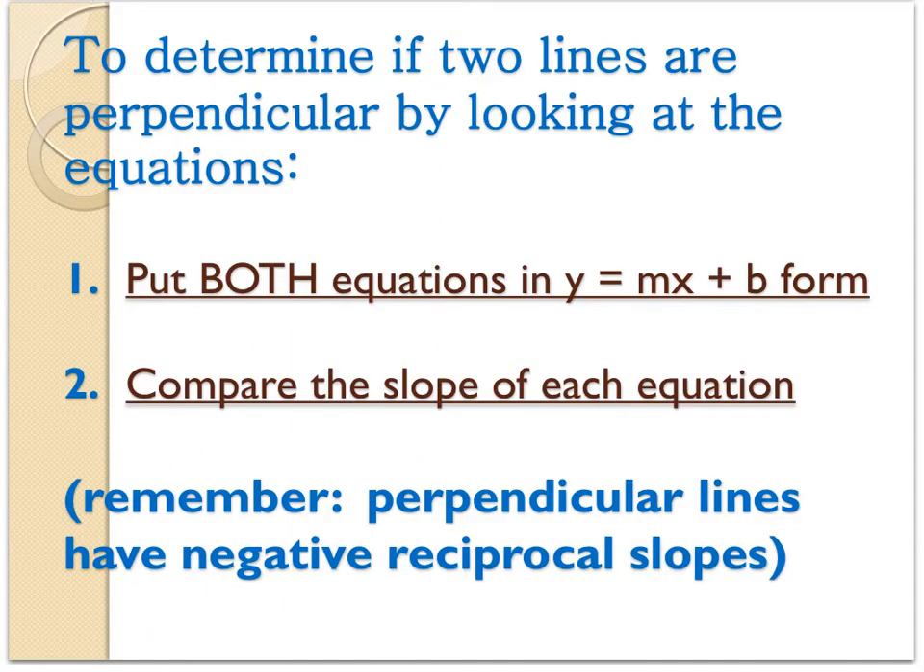To determine if two lines are perpendicular by looking at the equations, it's just what I said a few moments ago. Put both equations in y equals mx plus b form. There's that y equals mx plus b form again. I told you, you're never going to get away from it, so it's best to go ahead and practice it now. Compare the slope of each equation, just look at the m, and determine whether the lines are perpendicular by determining whether the slopes are opposite signs and flipped values.